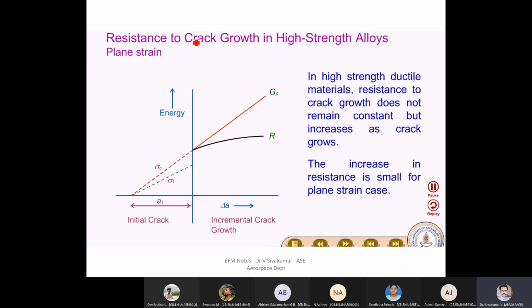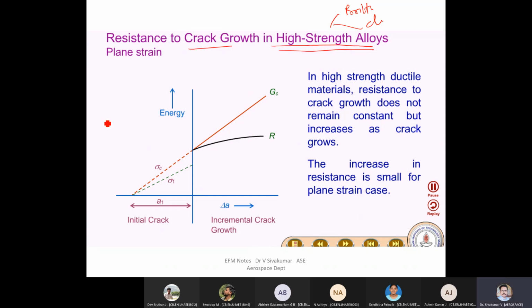Now, the resistance to crack growth in high strength alloys. High strength alloys are not actually brittle, but neither are they ductile. They are high strength. They are more or less brittle, but still have some ductility.